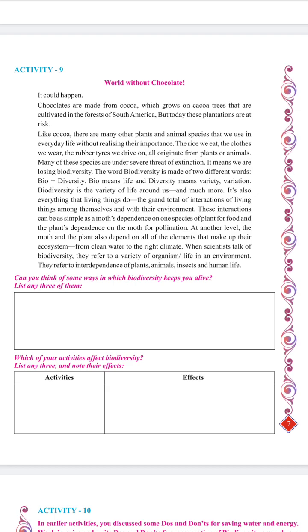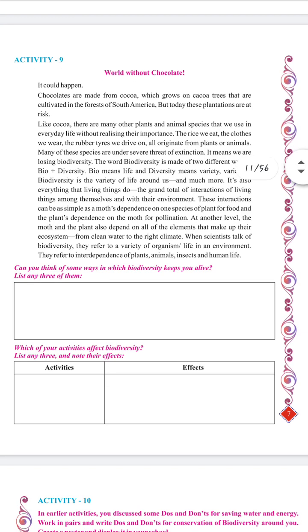Like cocoa, there are many other plants and animal species that we use in everyday life without realizing their importance. Like we are using a lot of natural things, the rivers, the forests, greeneries, cultivating lands, everything which is provided in abundance by nature, we are using it without thinking for a while also, because the waters inside the rivers are getting polluted, the atmosphere is getting polluted, the lands which were used for cultivation are used for constructing buildings and all. So we are creating pollution.